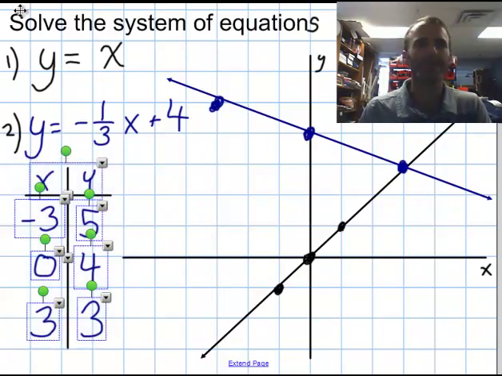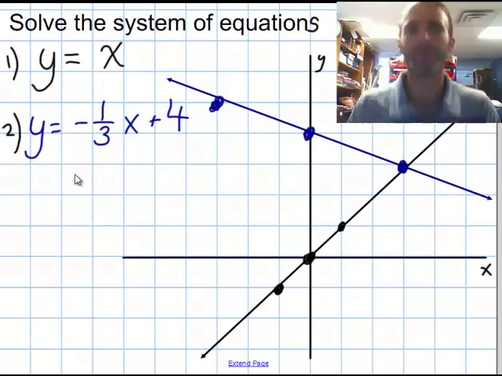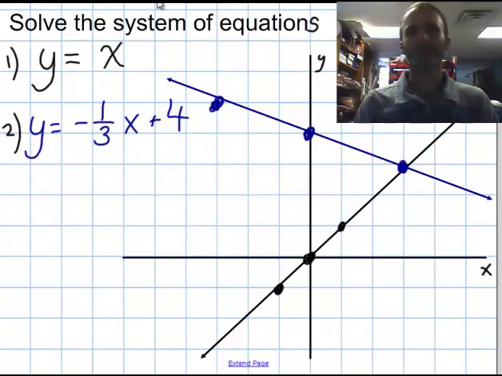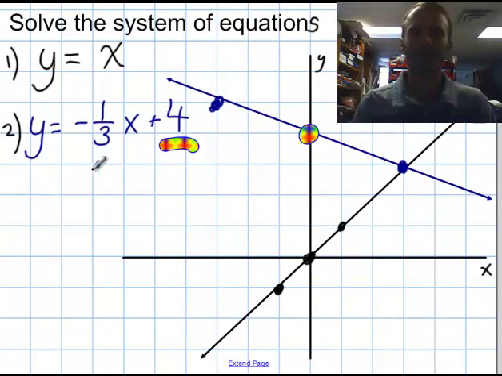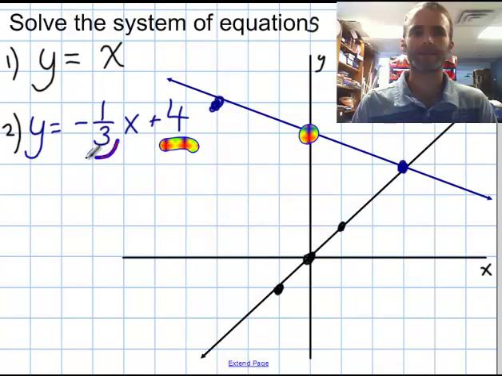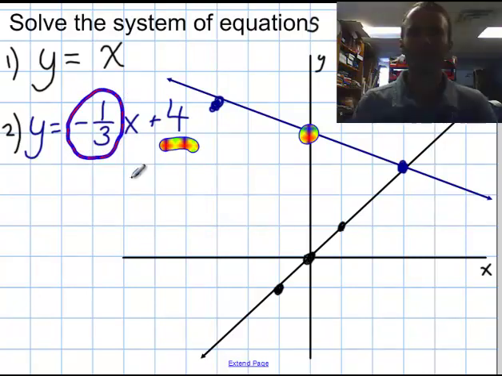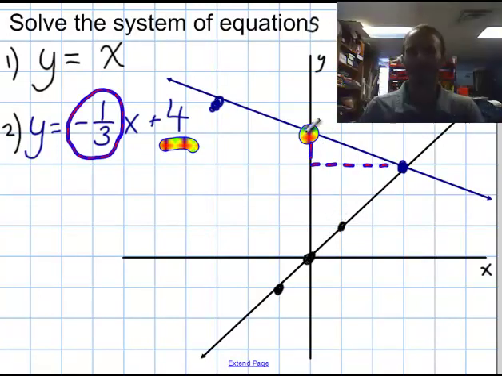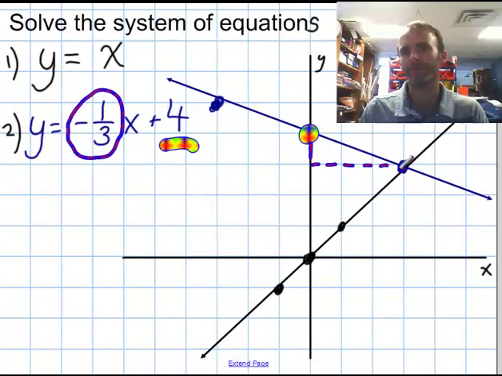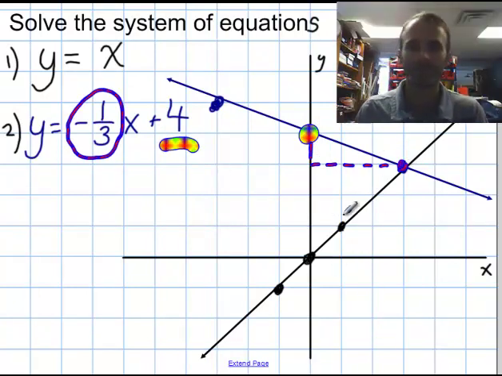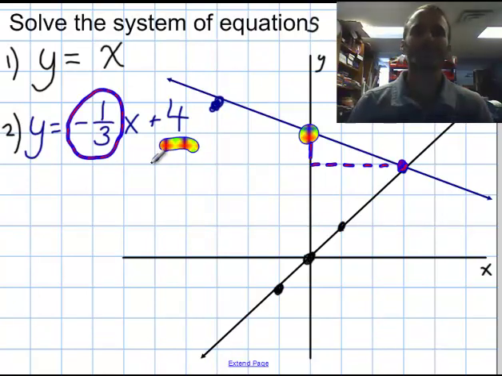Alright, you might be thinking to yourself, Mr. Phillips, why did you go through all that work and set up an XY table? I know that this value right here is my y-intercept, so I could just graph that right there on the y-axis. I also know that this is my slope, so I can rise a -1 and run a +3, and that's a -1 over +3, and there's my second point. And then you only need 2 points to make a line. Well, you're exactly right, so you can graph like that as well. Table of values is another way to graph.